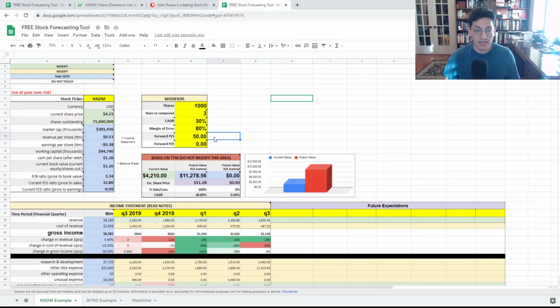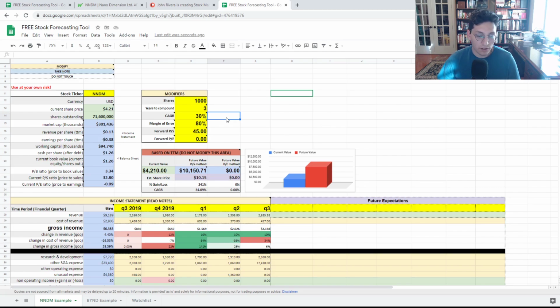So I think that Nano Dimension, while they're expanding, they'll have a pretty healthy price to sales ratio. I'm thinking between 40 and 50. So let's go with 45 actually. And we can't use the price to earnings method because they're not exactly earning money per share yet. So unless your company is profitable, it's not really going to give you a good calculation. So I would leave this at 0 if your company is not profitable.